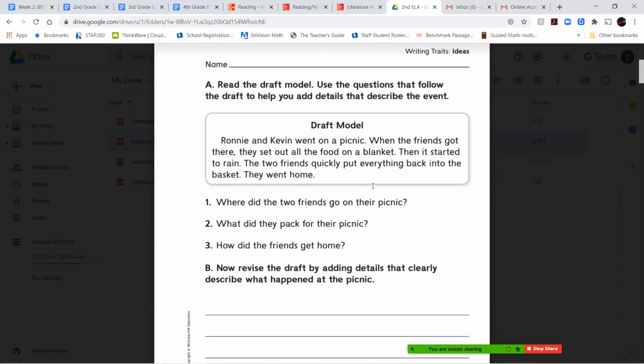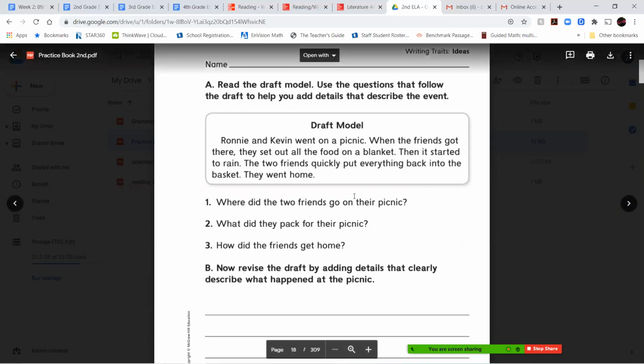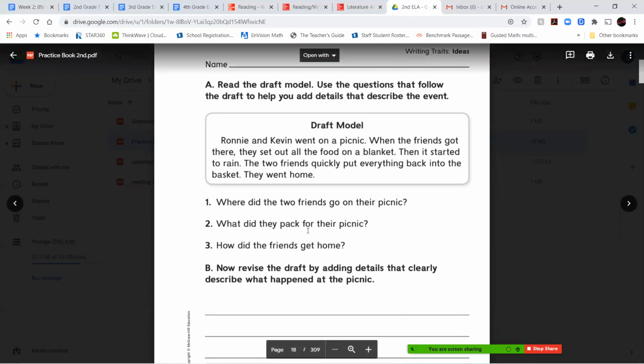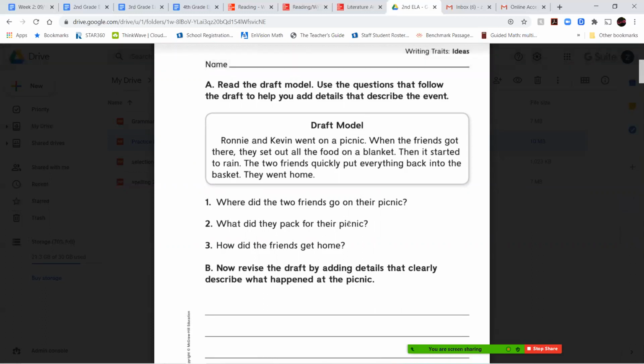Because you're going to be using the answers, you're going to be adding the answers to this draft model when you do the rewrite. So the first question says, where did the two friends go on their picnic? So these are things where you can make up the answer. There's no right or wrong answer. So maybe I want to say they went on a picnic at the beach. The second question said, what did they pack for their picnic? Maybe I want to say they packed turkey and cheese sandwiches. Maybe I want to say they packed spaghetti and meatballs. So I can put as many different things as I want in there.